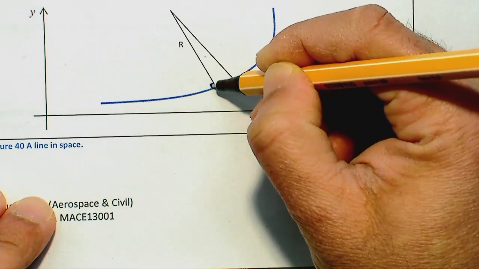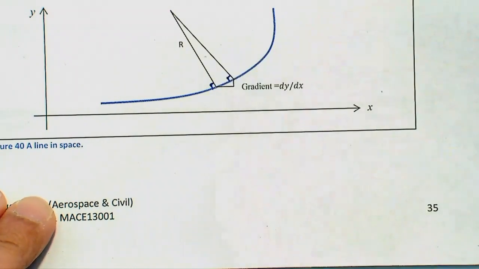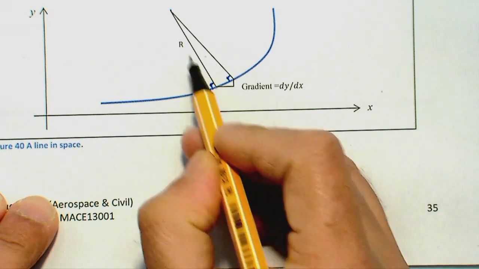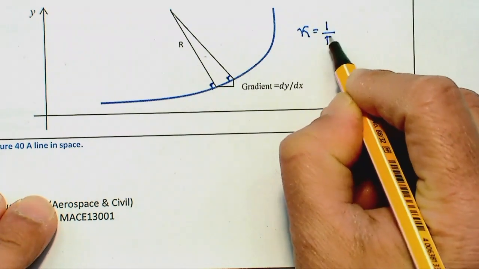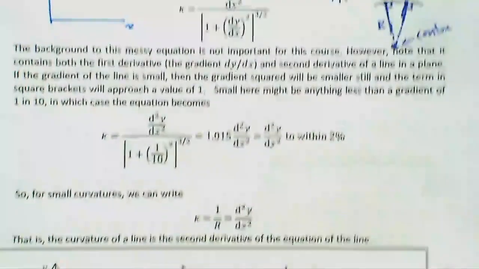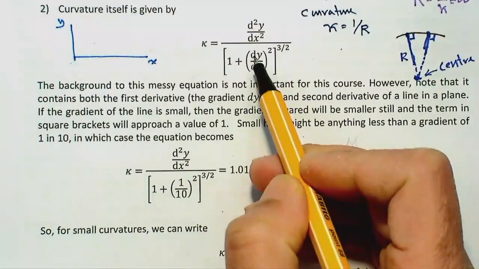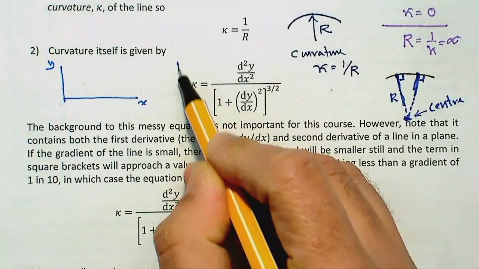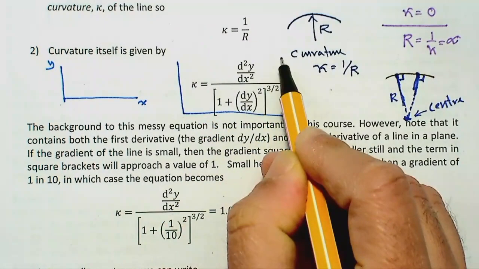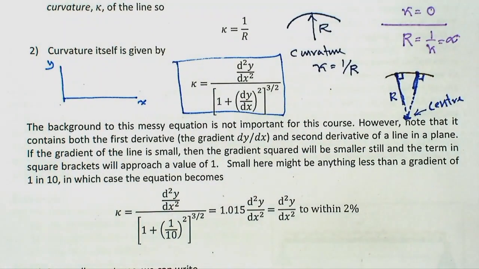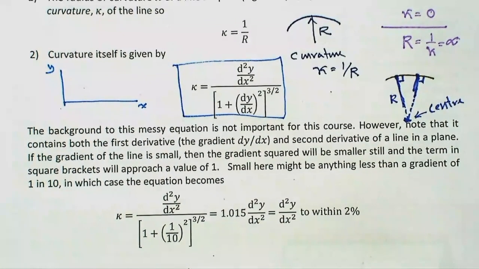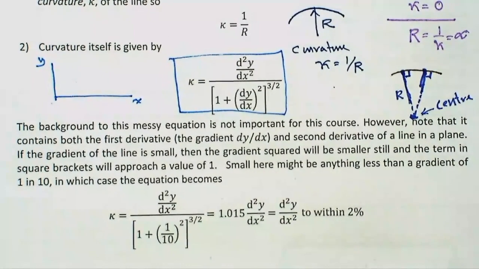But you can draw the curvature in this way. You draw a perpendicular there, a perpendicular there. Wherever they meet, that's your center of curvature. Now, what is this expression of curvature? Curvature is 1 over r. Mathematically, this is the expression. It's quite scary looking. That curvature is d2y/dx2 divided by (1 plus (dy/dx) squared) to the power of 3/2.